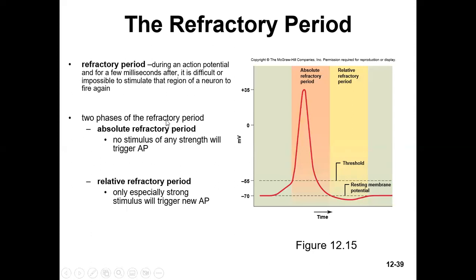So there are 2 phases of the refractory period. The absolute refractory period is when no stimulus of any strength will trigger that action potential. If we have a relative refractory period, only an especially strong stimulus will be able to trigger a new action potential.